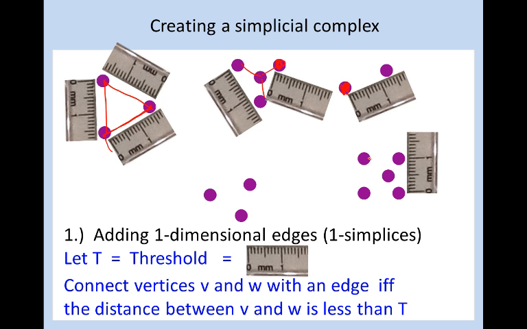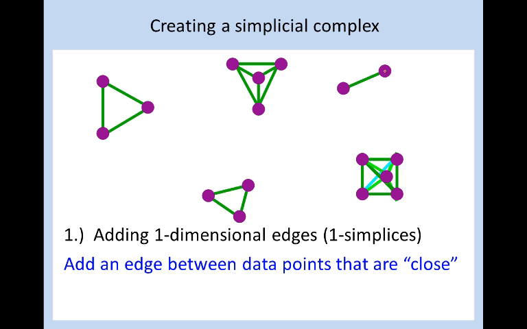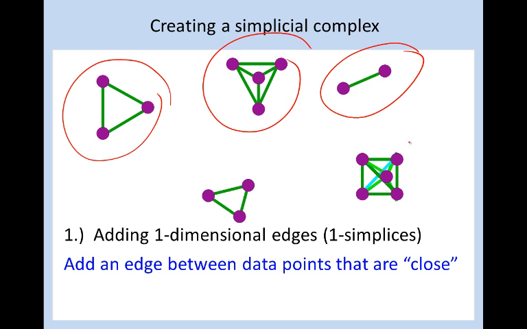Continuing to add edges whenever their distance is less than 1.8, we now have a one-dimensional simplicial complex. Note that in our one-dimensional simplicial complex, we have clustered our data into 5 disjoint connected sets. So this is one way to cluster our data, that is, grouping our data points into disjoint sets based on some definition of similarity. In this case, we have 5 clusters.